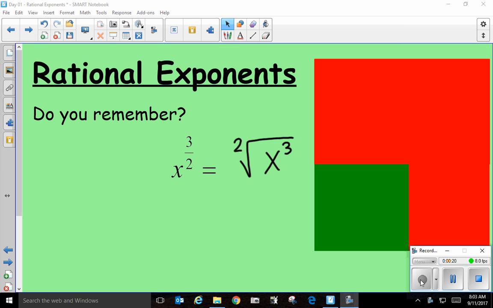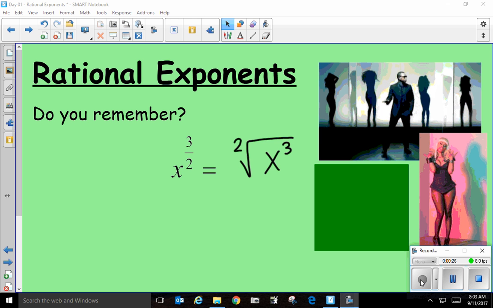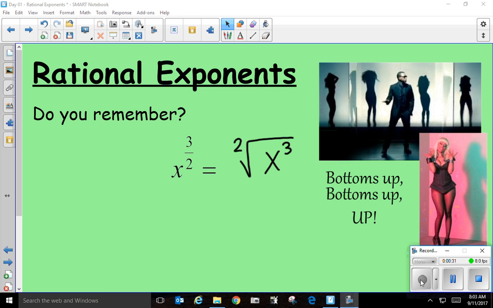Perfect. For those of you who forgot, number one, there's a poster right here on the wall. Bottoms up. Yeah, right there. That's it. It hasn't changed in the years I've taught here. So the bottom comes up, and the top just slides down to the x. And that's it. Bottoms up.